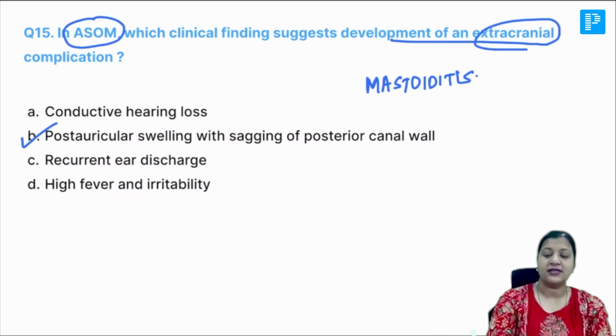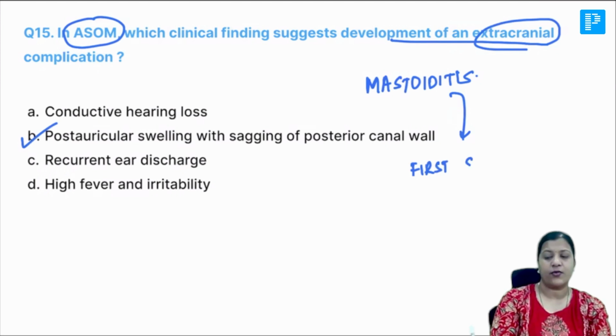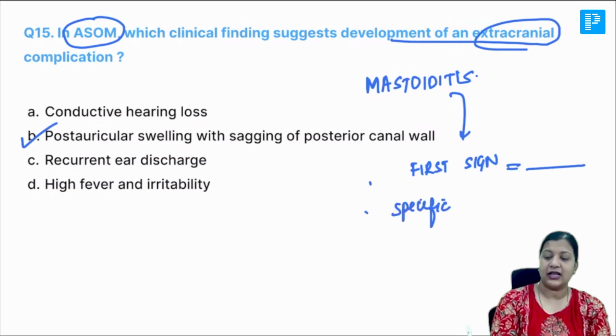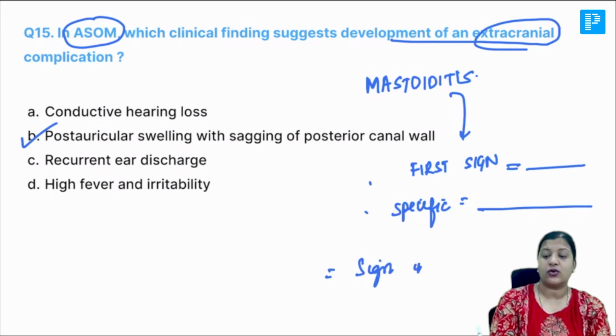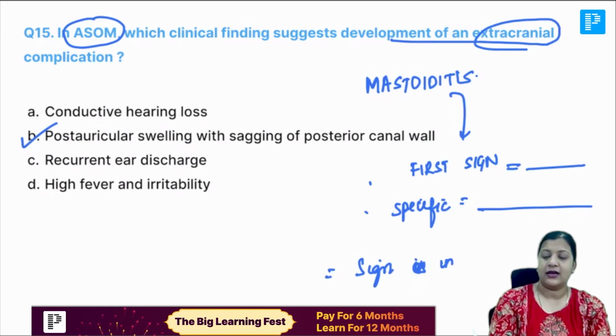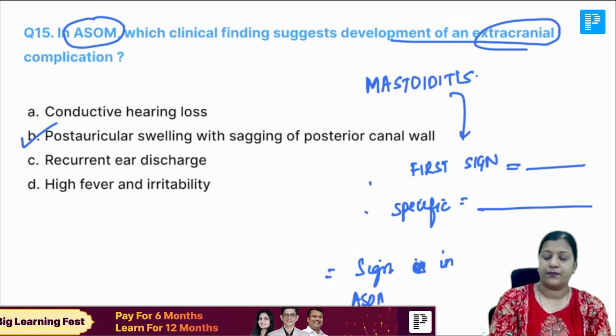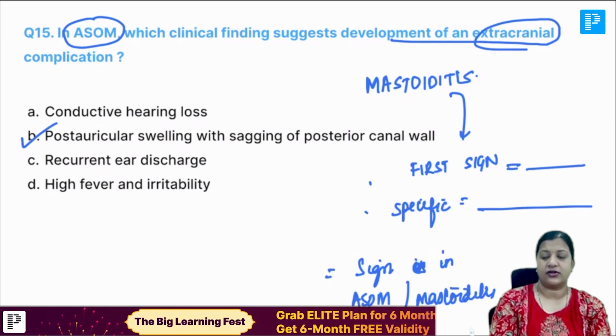So if I ask you in mastoiditis, what is the first sign that tells you about mastoiditis? What will your answer be? And if I ask you what is a specific sign that is seen in mastoiditis, what will your answer be? Can you tell me a sign that is seen in both ASOM and mastoiditis? So a sign in ASOM and mastoiditis that you see in both the conditions.